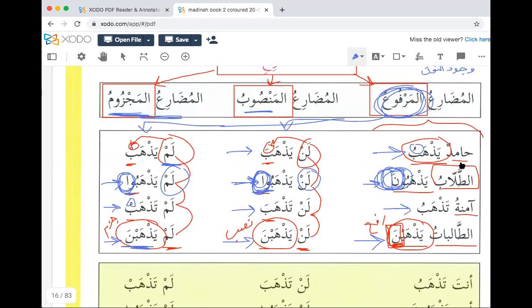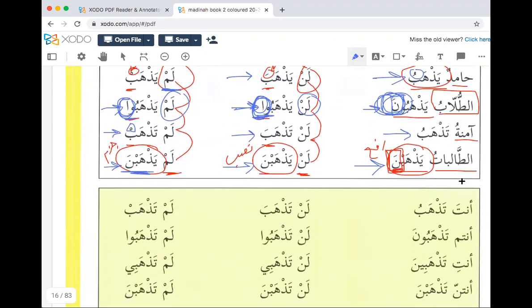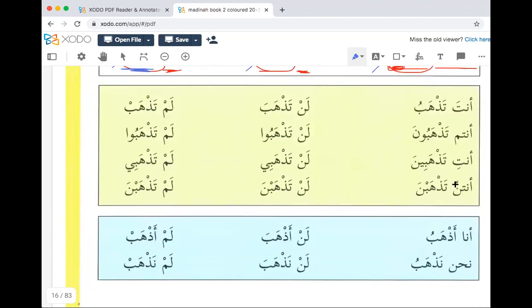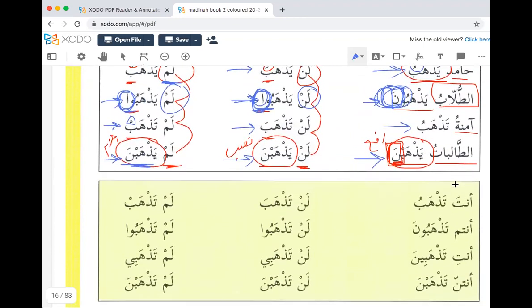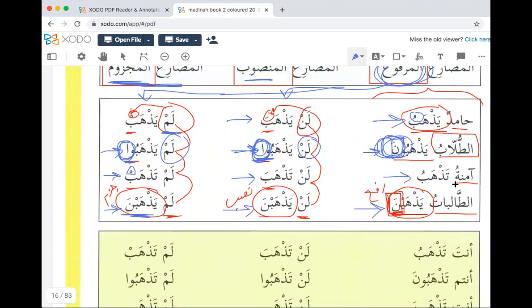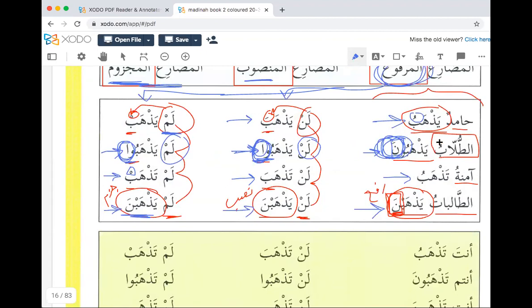This was the first box which deals with al-ism al-zahir. Al-ism can be al-zahir, which is an apparent, obvious, clear noun, like Hamidun, Tullab, and Aminatu. And it can be dhamir, like Anta, Antum, Anti, Ana, Nahnu. But the reason they've got 3 boxes over here is because this first white box deals with the third party. So for example, Hamidun is dealing with the dhamir huwa. And at-tullab is dealing with the dhamir what? Hum.